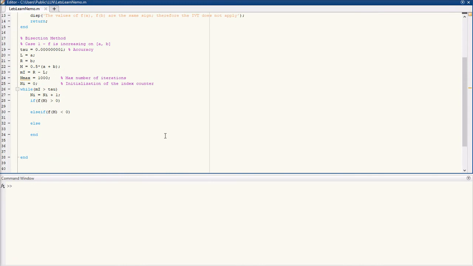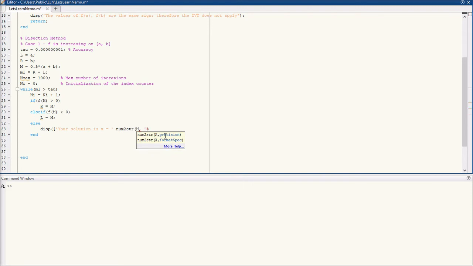All right, so if f of m is greater than 0, then our right boundary is going to be defined to be equal to m. If f of m is negative, our left boundary is going to be equal to m. And if this is the case, then that means it is our solution. So we're going to display to our user, "Your solution is x is equal to," and then num2str, the value of m. And also, let's display a little bit more precision than MATLAB usually does.